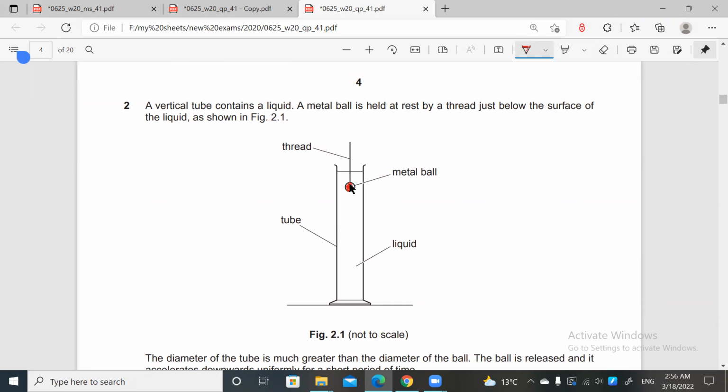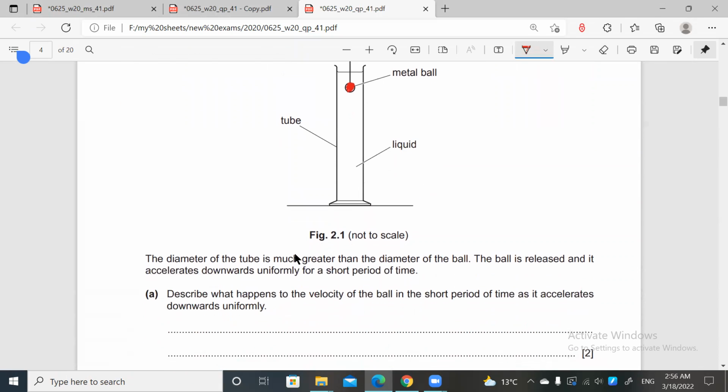This metal ball goes down through a liquid, whatever liquid it is, that is not a problem. The diameter of this tube is much greater than the diameter of the ball, which means the ball can go inside the tube and move down without any problems. The diameter is wide enough to let it go inside the tube.